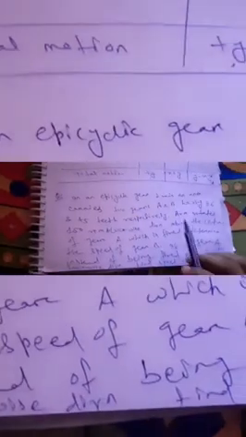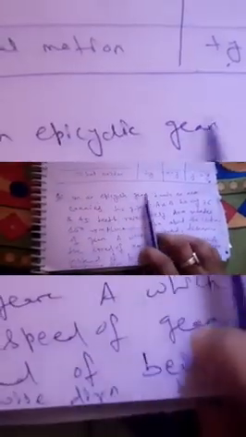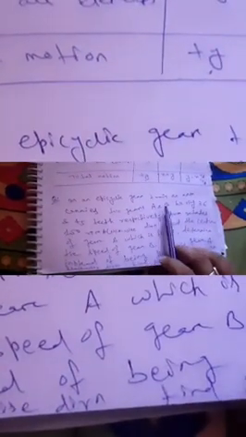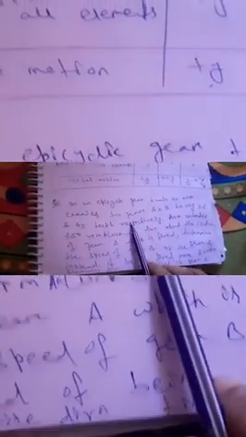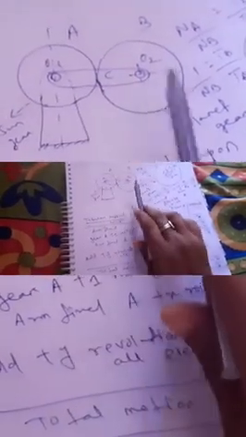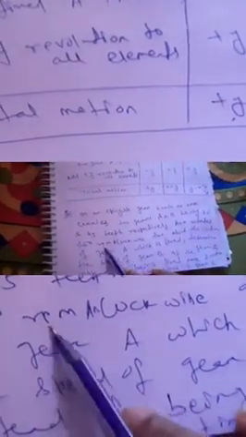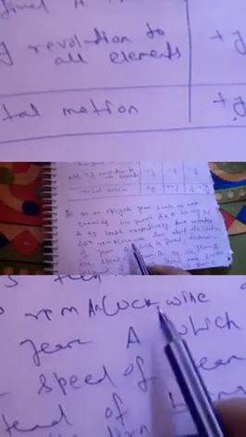So we'll solve this question so that you can understand it in a better way. The question is: in an epicyclic gear train, an arm carries two gears A and B having 36 and 45 teeth respectively. In this figure, the arm is carrying gears A and B. Gear A is given 36 teeth, gear B has 45 teeth. The arm rotates 150 revolutions in the anti-clockwise direction.